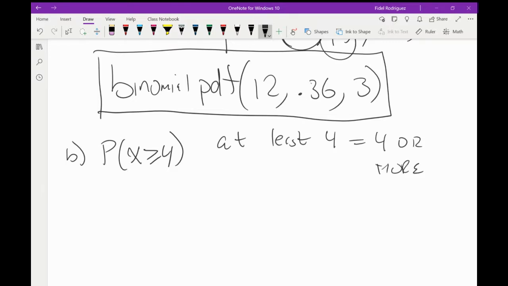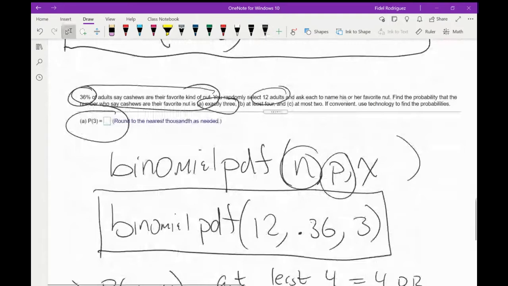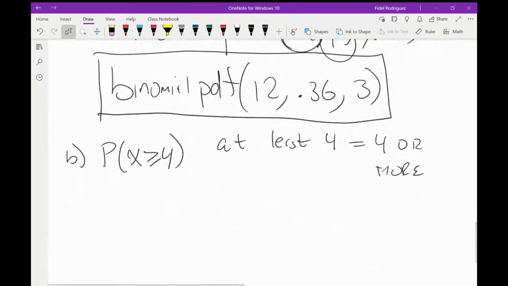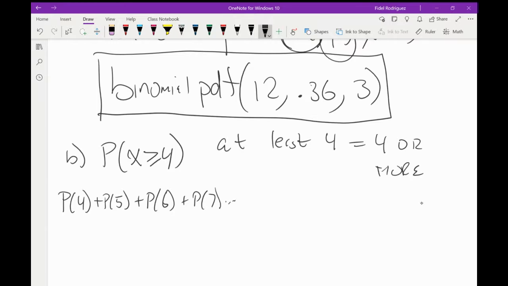or more, okay? Think of how many people they selected here. They selected 12. So if we want 4 or more, what that really means is that we're going to look for 4, for 5 people, for 6 people, for 7, all the way up to 12. That's really what I'm trying to do here.